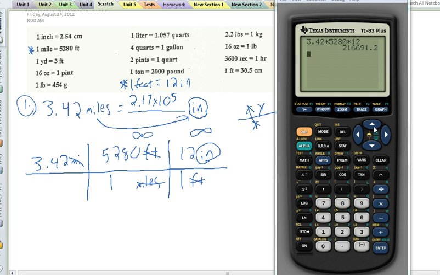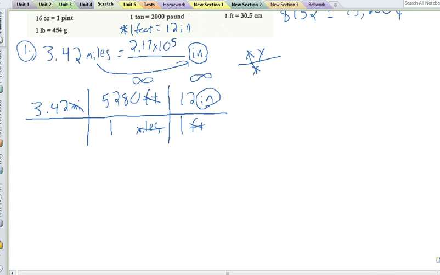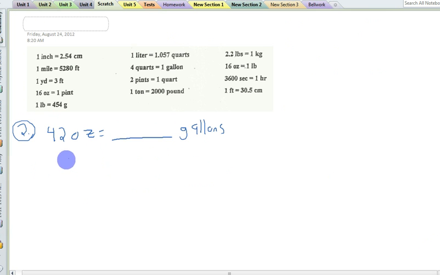Okay. Let's take a look at another example. This time we have 42 ounces and we want to convert this to gallons. So again, we've got to find a way to get from ounces all the way to gallons. We need that bridge, and we don't have anything that tells us exactly ounces to gallons, so we've got to take a look at the different things and see which ones will get us there.